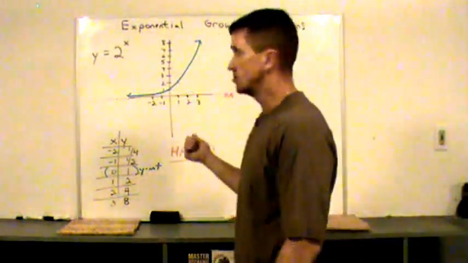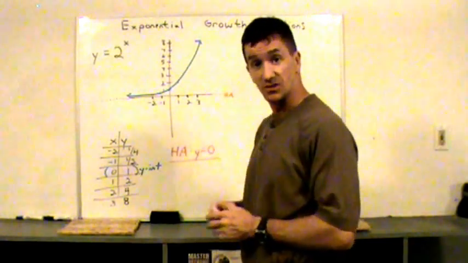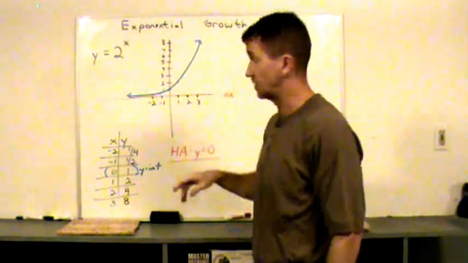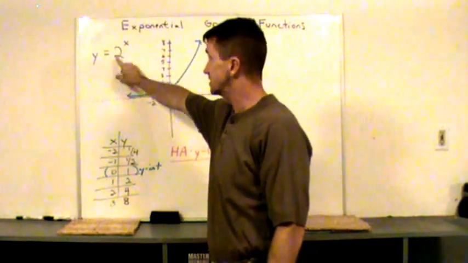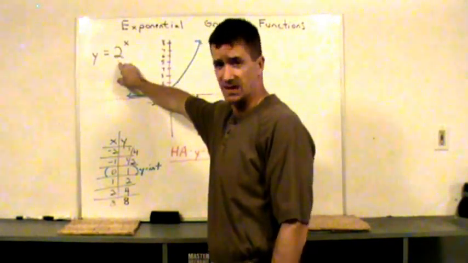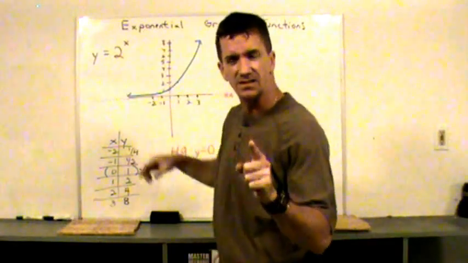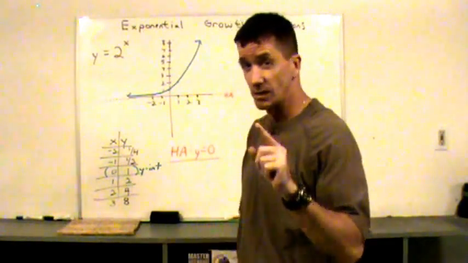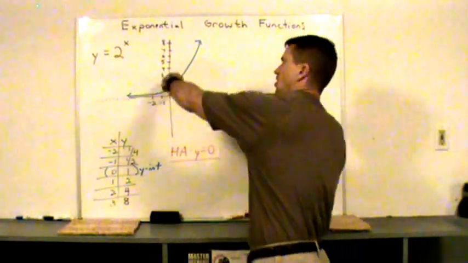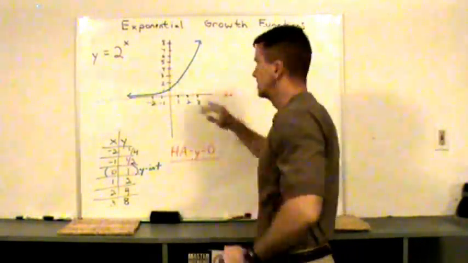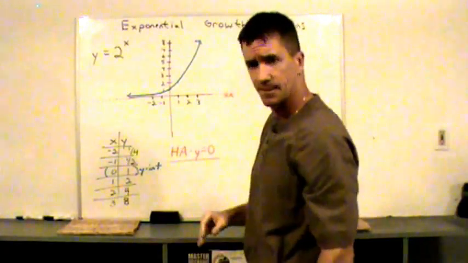Everyone, in this video we're going to talk about graphing exponential functions. We'll start with exponential growth functions. It all depends on the base. In this example, y equals 2 to the x, the base is 2, the base of the exponential function. If the base is a value greater than 1, you'll have exponential growth. Notice this function grows as x approaches infinity. It just gets higher and higher and higher, okay?